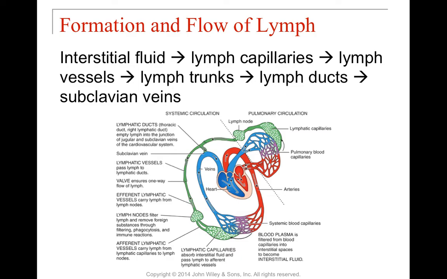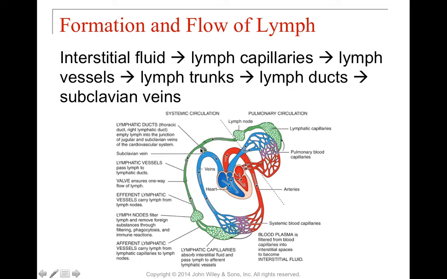After we've filtered that lymphatic fluid, again, by way of phagocytosis and those immune responses, then it's going to head into the efferent vessels. Again, we have a ton of one-way valves. You'll see one-way valves this entire way, just like we did in venous return, and that's going to help us ensure the one-way flow of lymph.